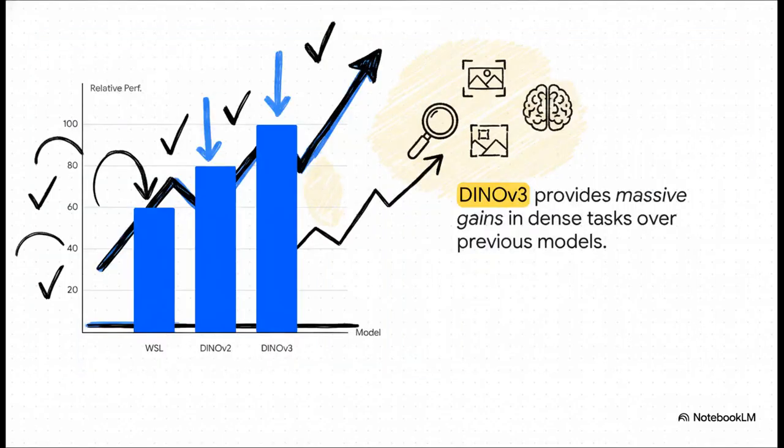Now, what's really interesting about this slide is how it quantifies the final result. DINOv3 absolutely crushes the competition on dense prediction task benchmarks. It significantly outperforms older weakly supervised models that have to rely on text metadata. And it creates a massive leap over its predecessor, DINOv2. We're talking state-of-the-art results on image segmentation and object detection, all while keeping the visual backbone completely frozen.